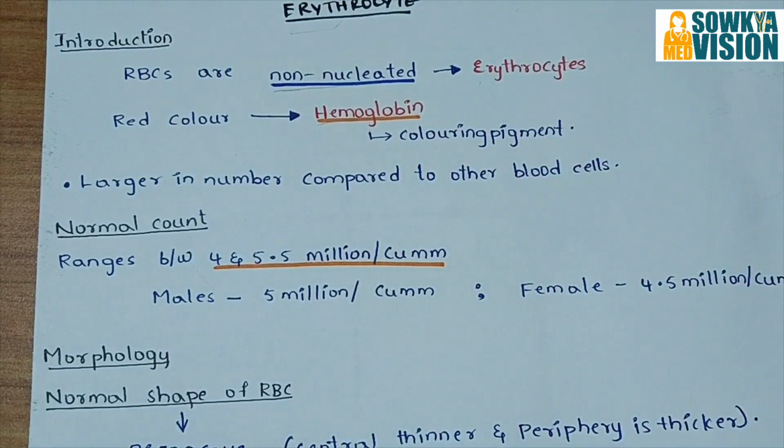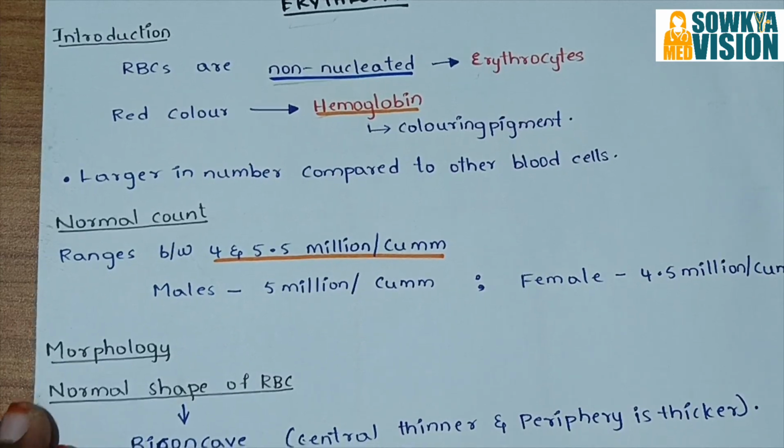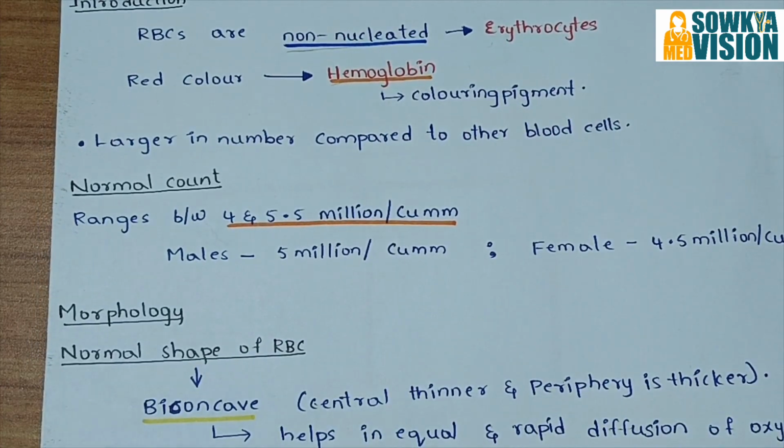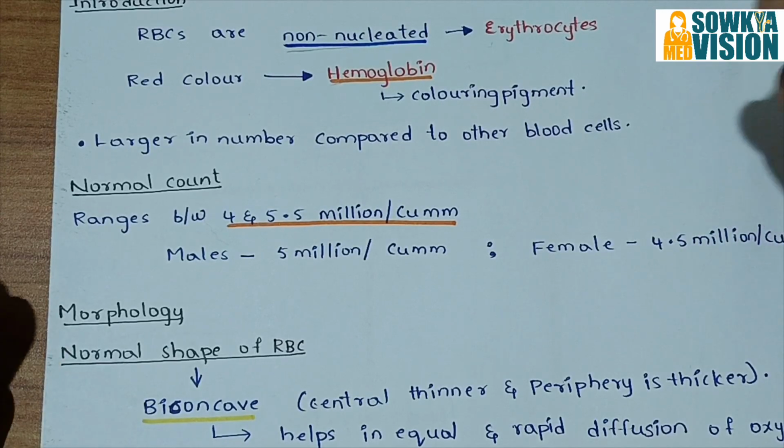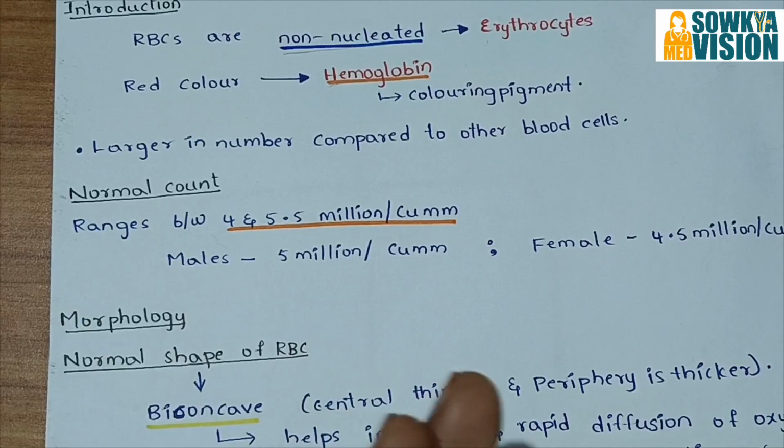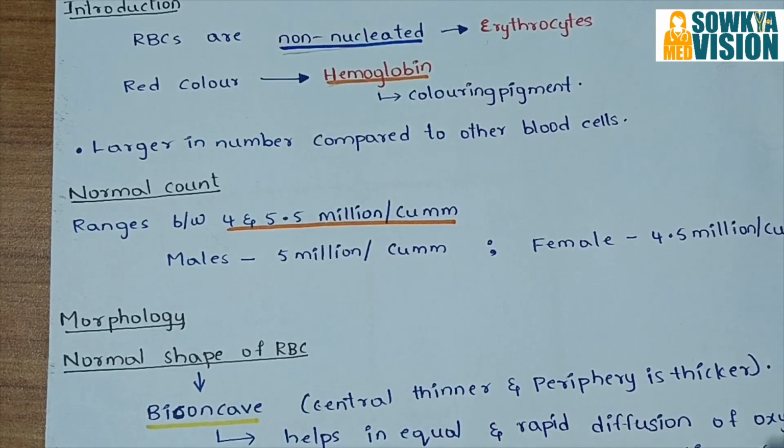The hemoglobin is a coloring pigment which adds red color to the cells, and these are present in larger number compared to other cells. See, blood contains different cells like RBCs, red blood cells, white blood cells, and platelets. So compared to other cells, these RBCs are in large number.